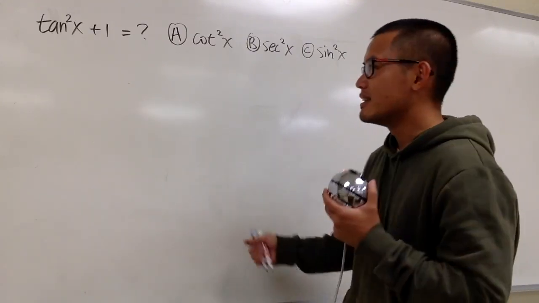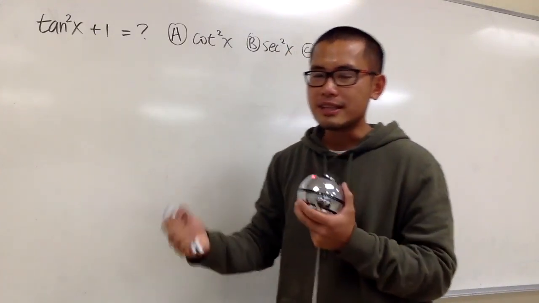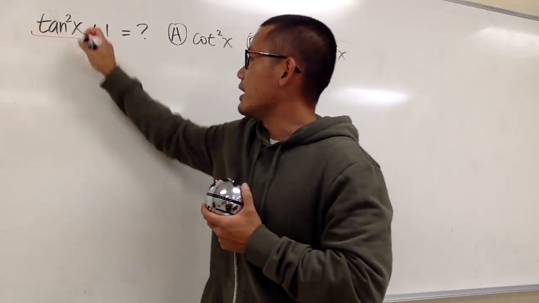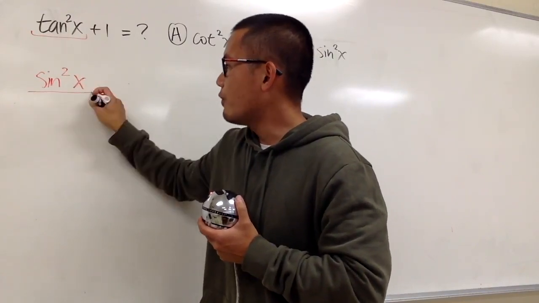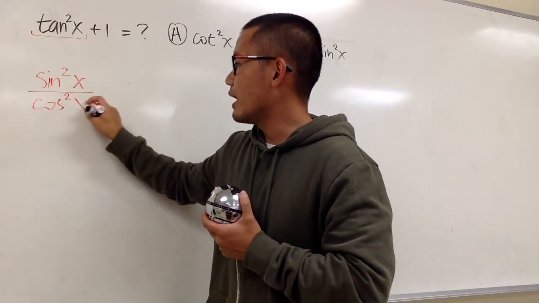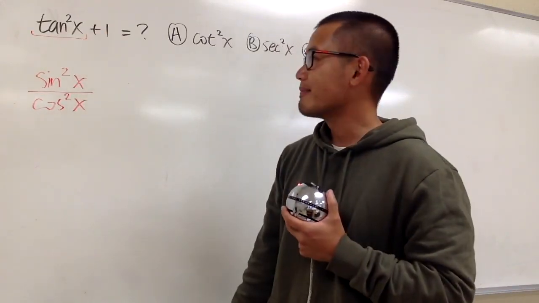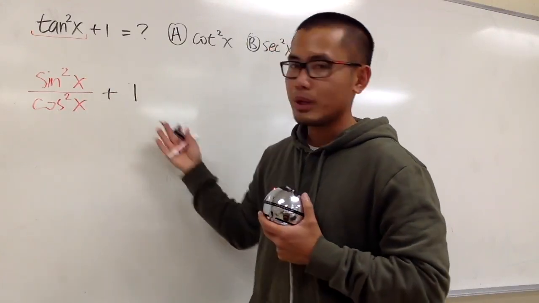And that is, we will first rewrite the tangent square x in terms of sine square x and cosine square x. So let's do that. For the tangent square x, this is the same as sine square x over cosine square x. And once again, the power, they have to match. All right? And we still have the plus 1 right here. And this is what we have.